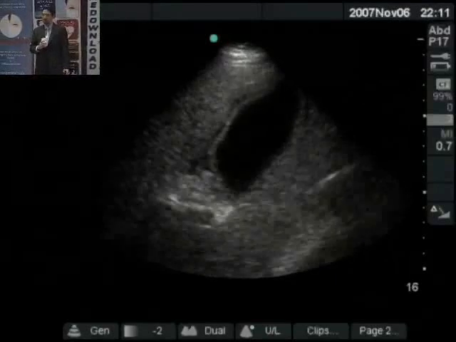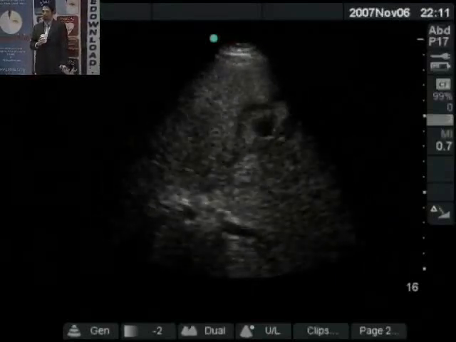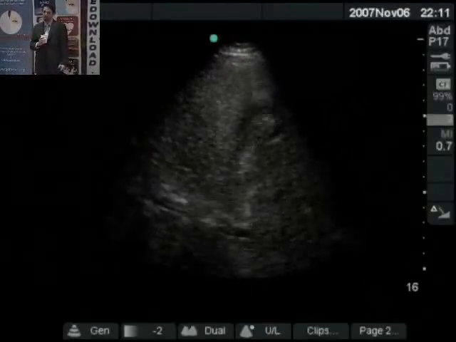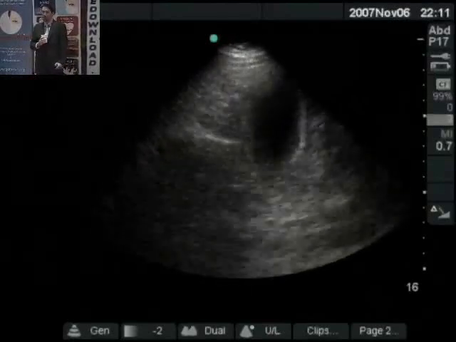Another gallbladder wall that's thick. This one was from low albumin. This patient had nephrotic syndrome. You can see that there's a layer of edema in that gallbladder wall.